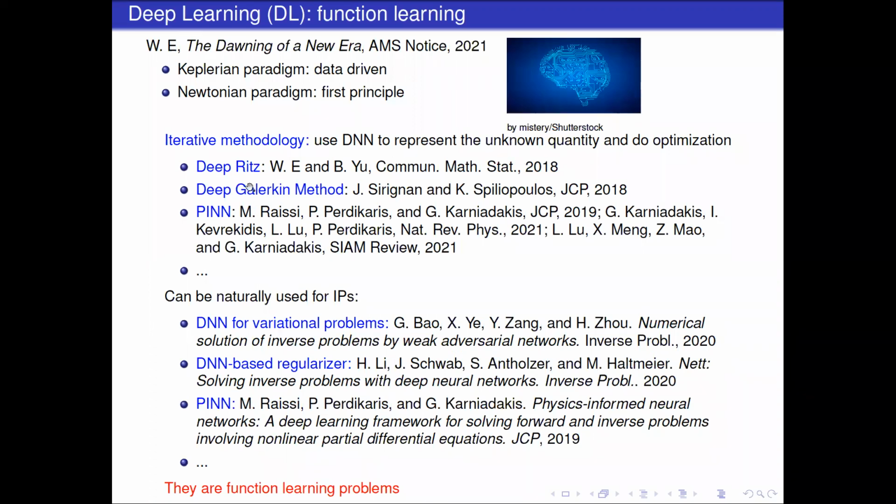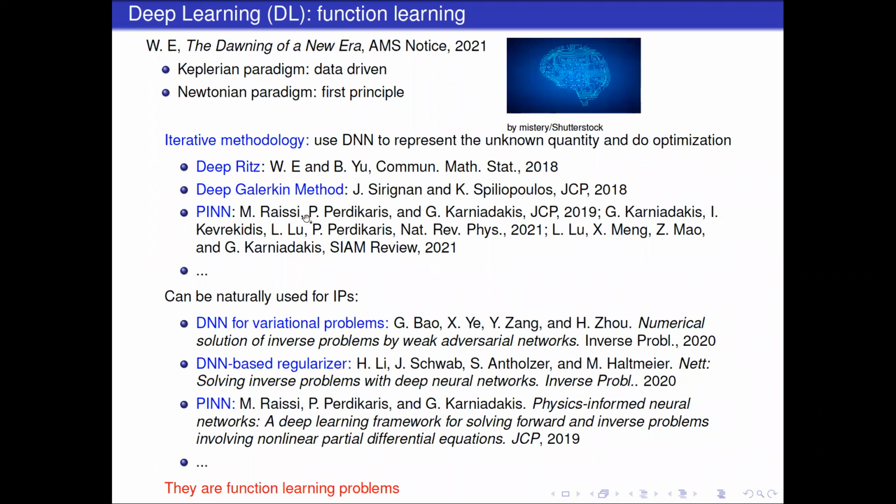For example, the Deep Ritz method, Deep Galerkin, and the PINN, physics-informed neural network, which is really popular these days, by Professor George Karniadakis. This methodology can be used naturally for inverse problems because we only need to add an extra term in the loss function to match the extra data and determine the quantity in inverse problems, since anyway they have to solve an optimization problem. So actually many of these works have been applied to solve inverse problems.